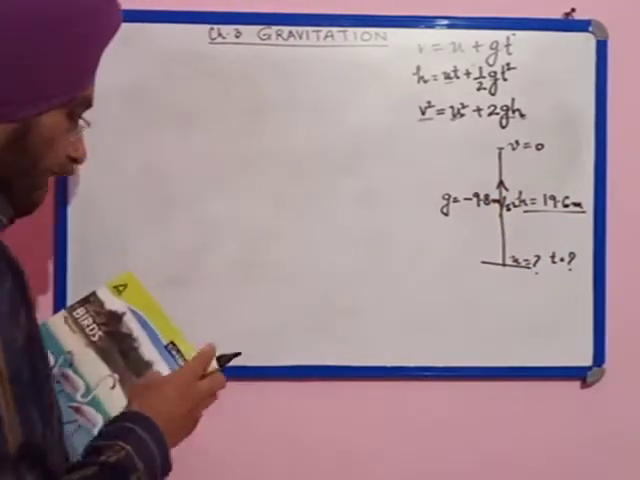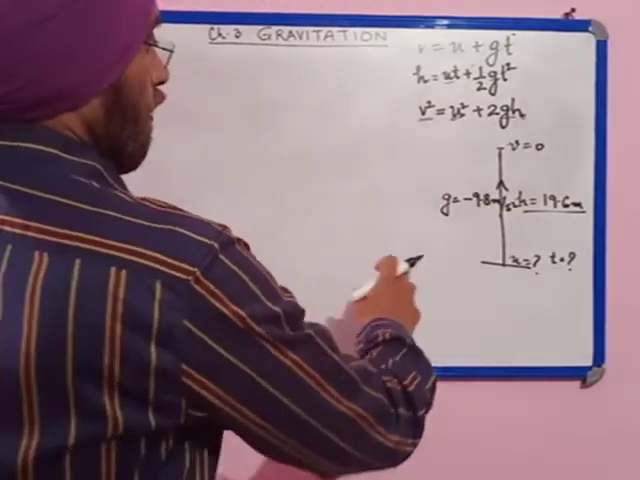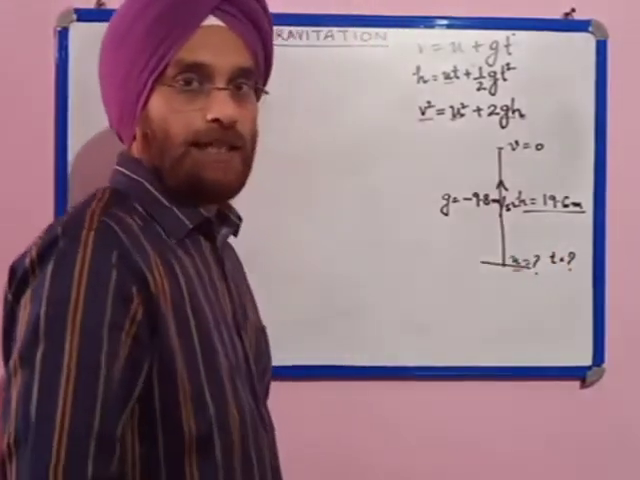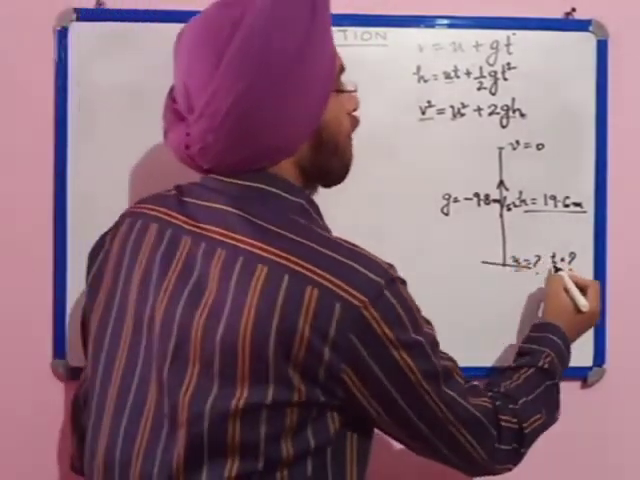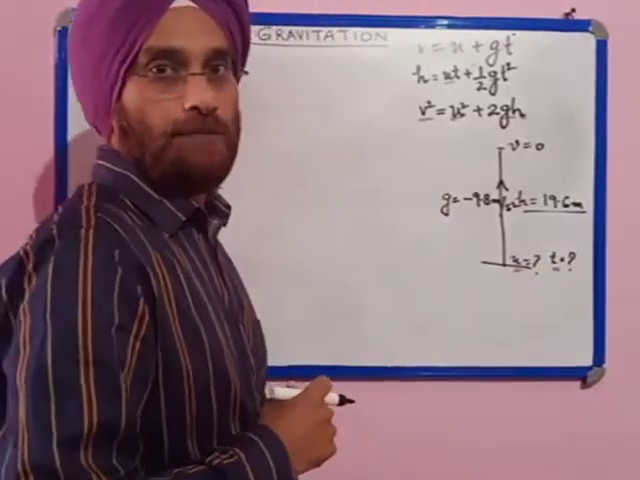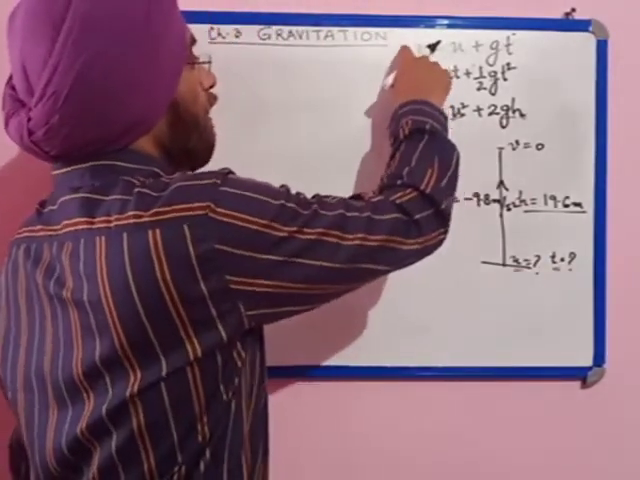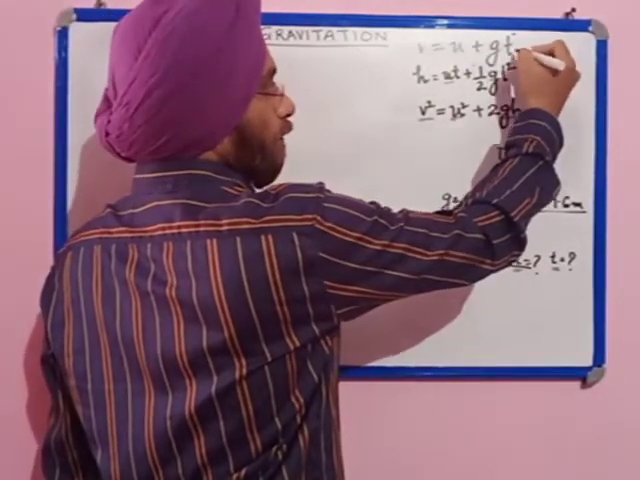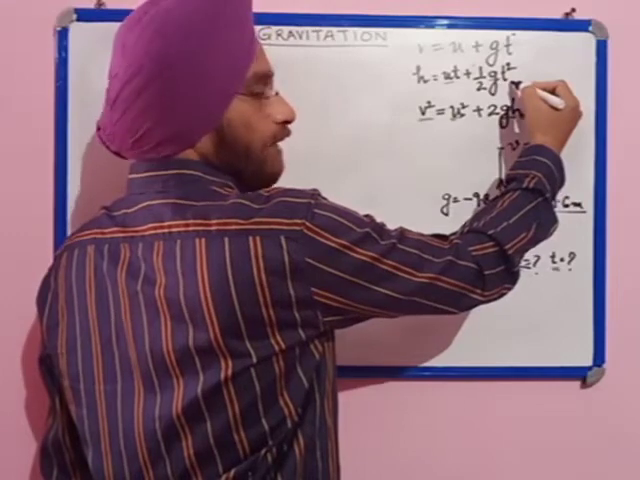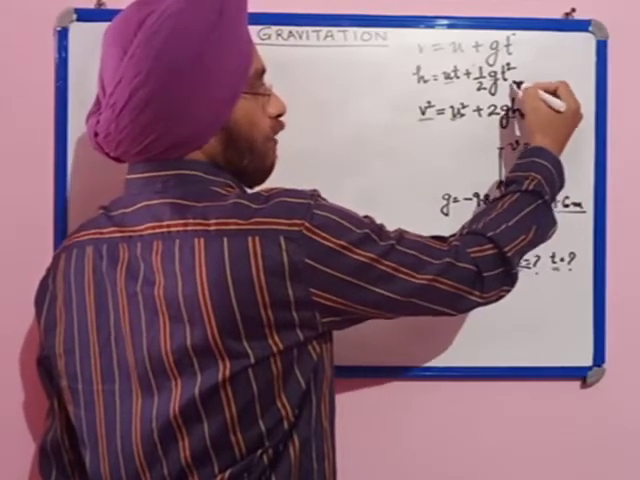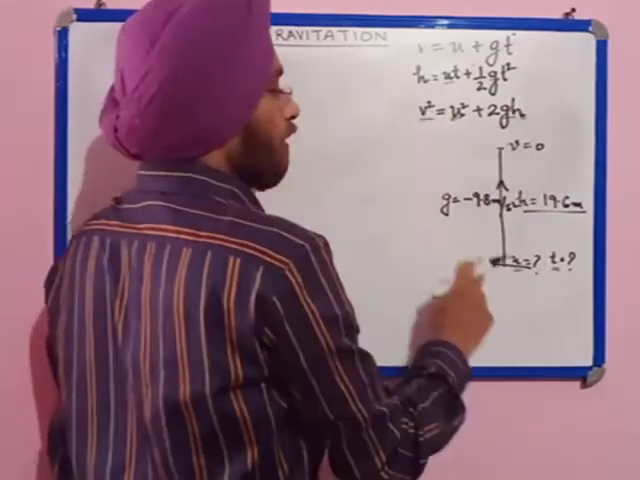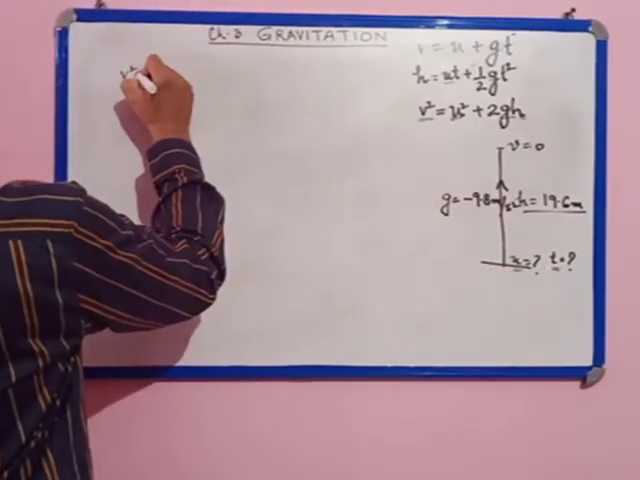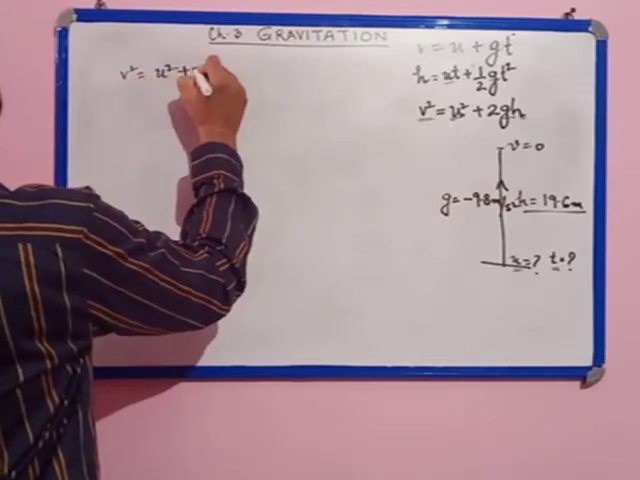Now we will try to solve it. First of all, let us find out initial velocity u. But we should also keep in mind that we do not know the time. Now let us decide which equation we will use. Here t is there, so we can't use this equation. Here also time is there, so we can't use this equation also. So we will use equation number 3 to find out initial velocity. So v square is equal to u square plus 2gh.